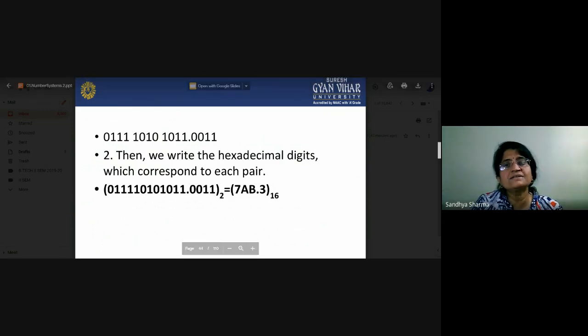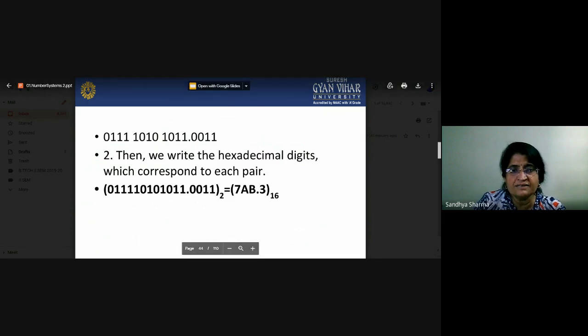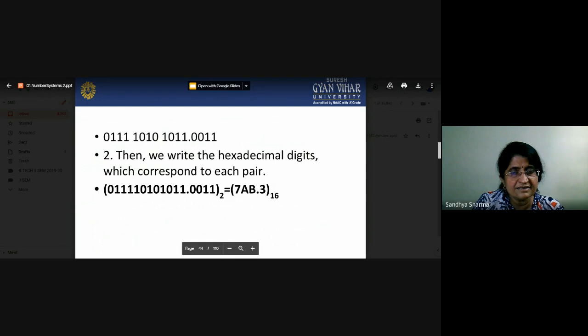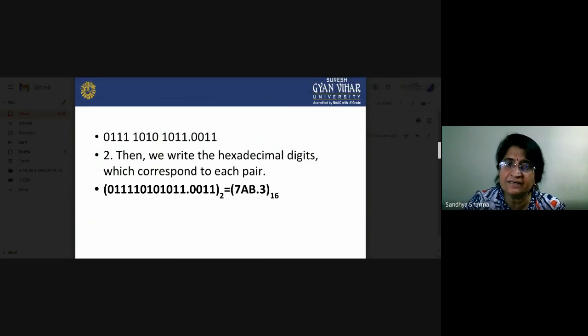B means 11. Again 1010, that is indicated as 10, A. That is indicated as 7, and this one is indicated as 3. So that is the complete conversion of your binary representation into the hexadecimal representation.